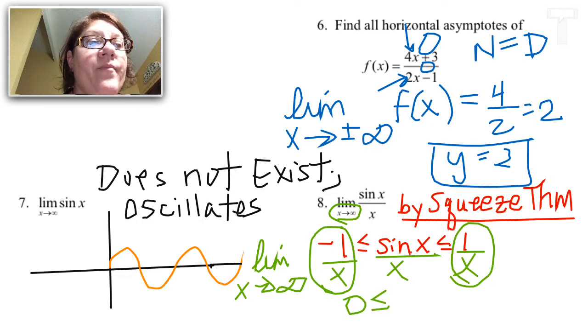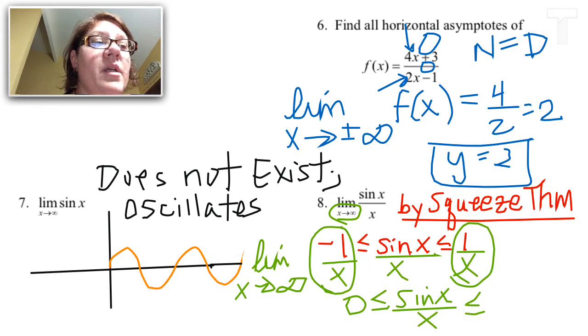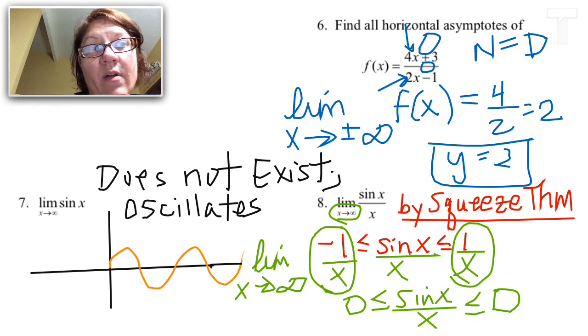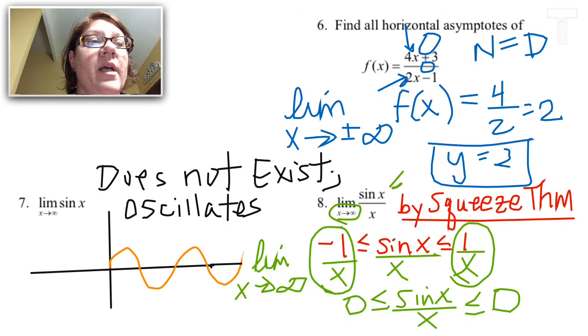So sine of x over x has to be between 0 and 0, aka it has to be 0.